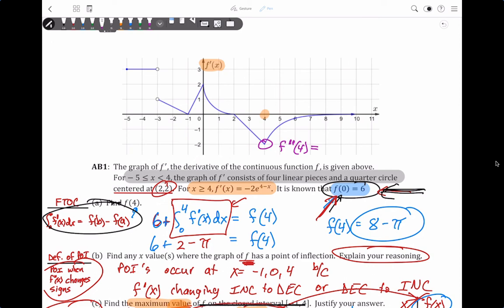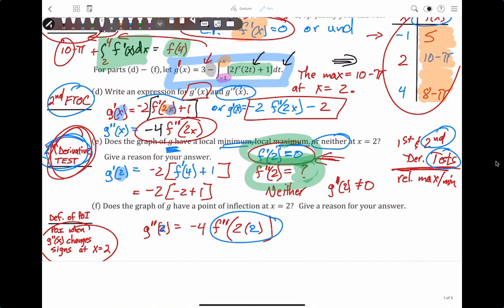Well, this is a cusp. So we know that this is going to be undefined, okay? So the point of inflection will not occur whenever G double prime of 2 is equal to 0 or undefined. That's a common mistake a lot of students make. They think if it's 0 or undefined, that's a point of inflection automatically. But that's not how it works, okay?